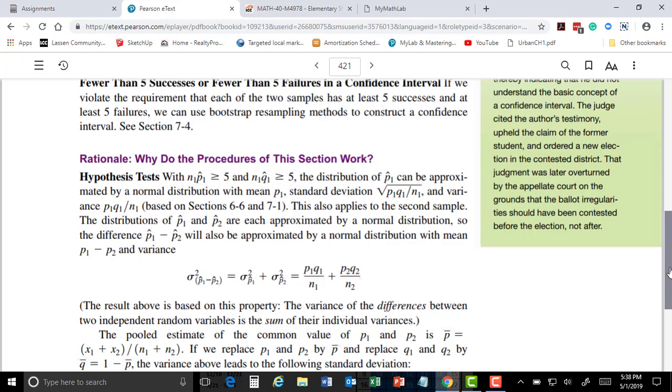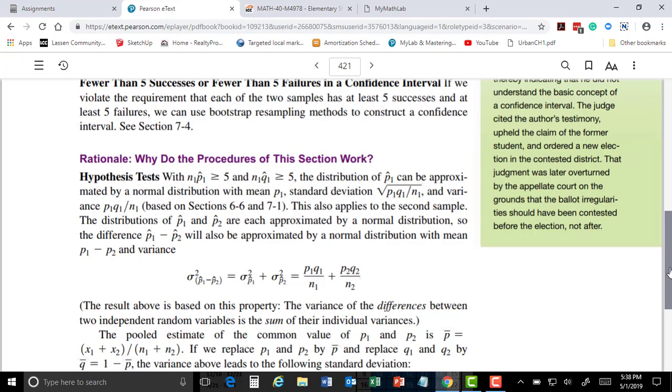N times P1 and N times Q1 is greater than 5. Okay, we were using this all along. You may not have remembered it, but this is how we can substitute the normal or the t-student distribution instead of using the binomial. The binomial is a discrete distribution. The other ones are continuous. So it's a little bit easier to use.